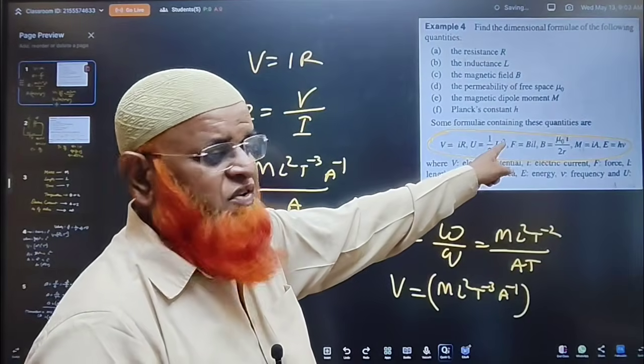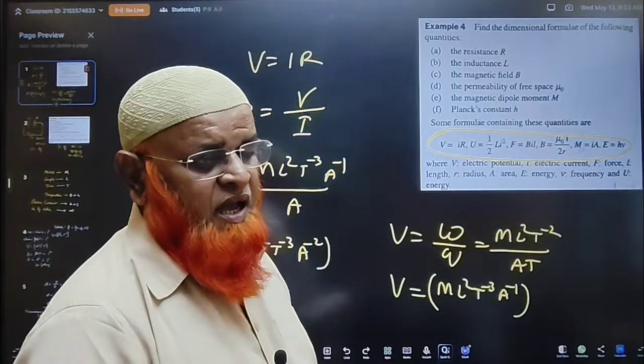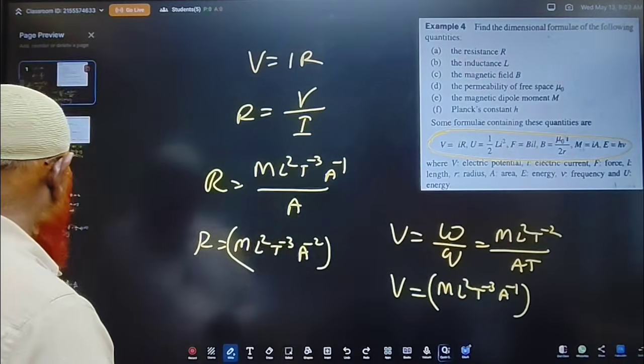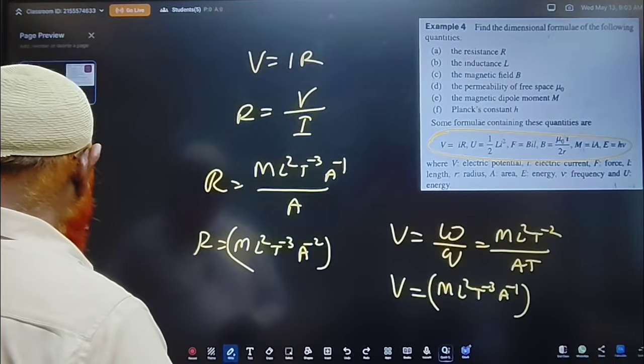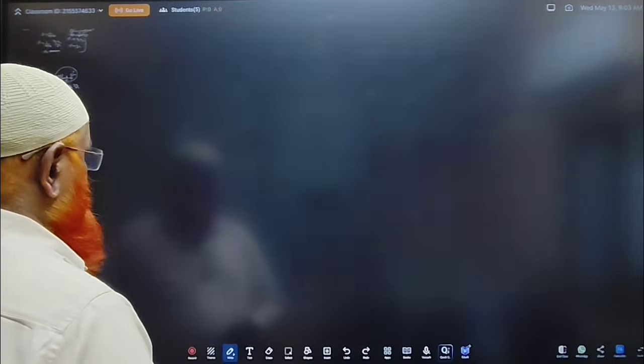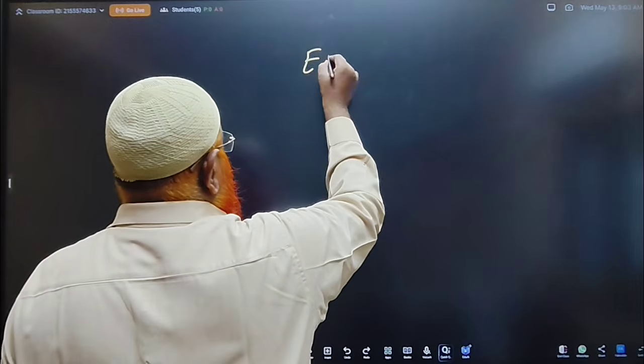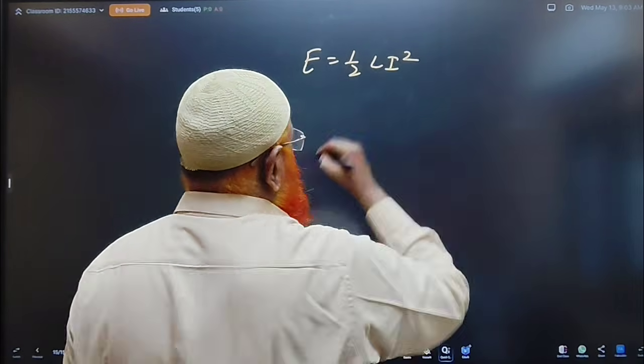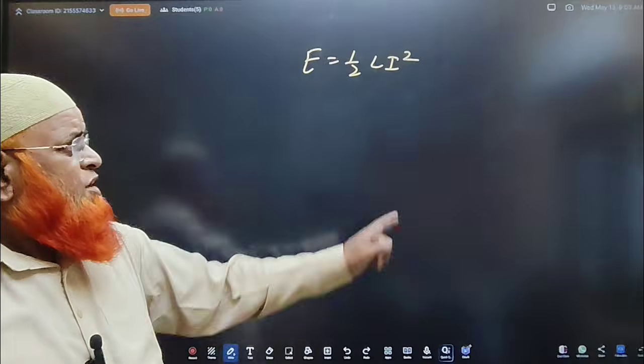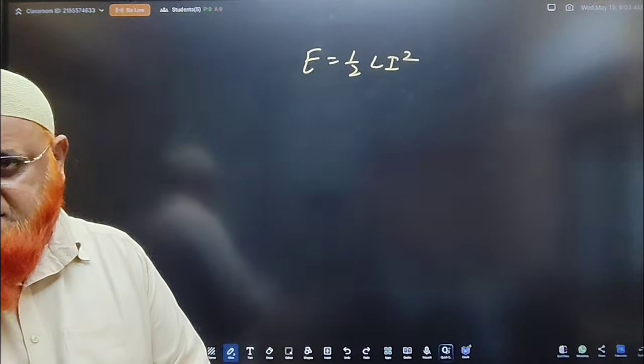Energy stored is nothing but half Li square. What is the formula? Energy stored is nothing but half Li square. This is the formula. You know what L is? L is called inductance.